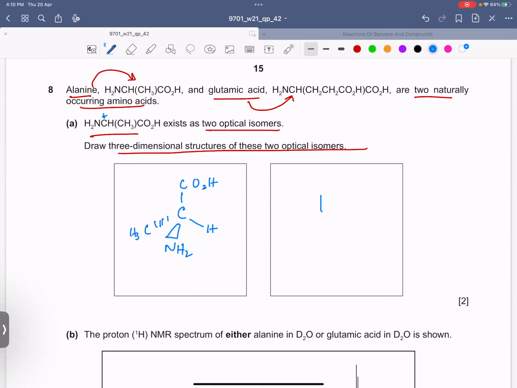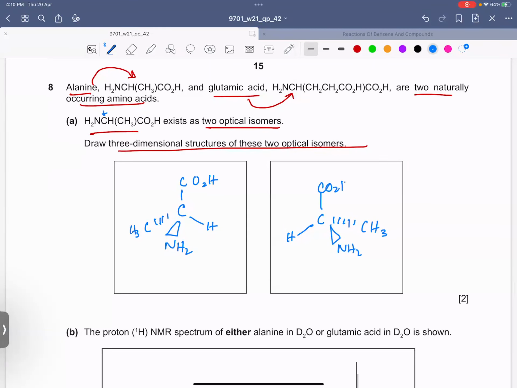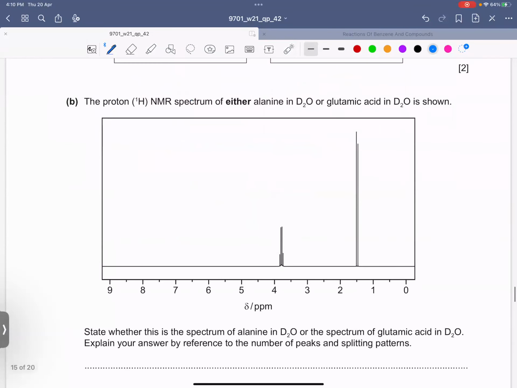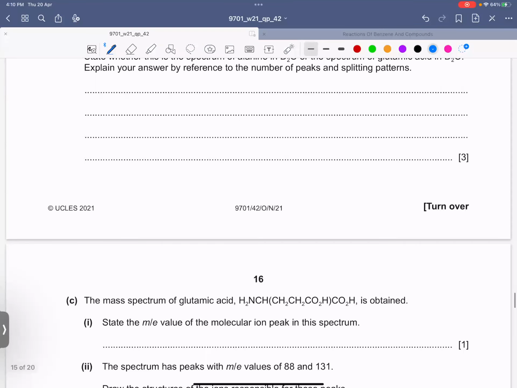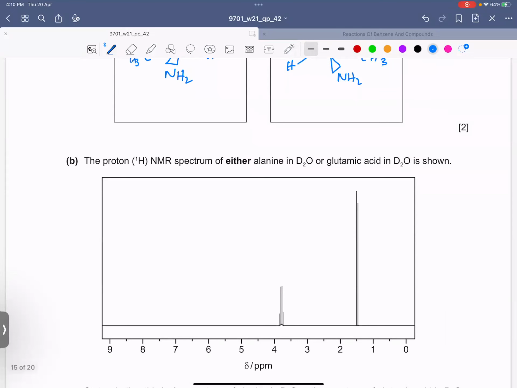So if I have to make the mirror image, here it would come H. So these are the two optical isomers that you have to make. Okay, now the proton spectrum. Okay, just give me a minute, please.